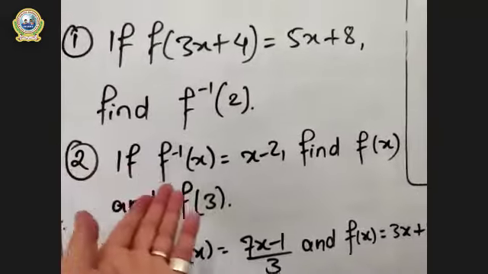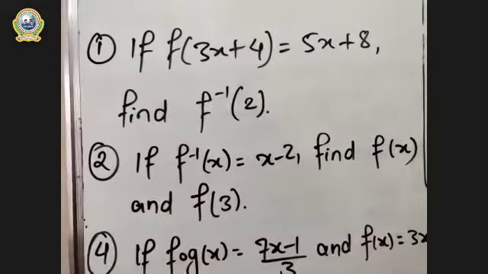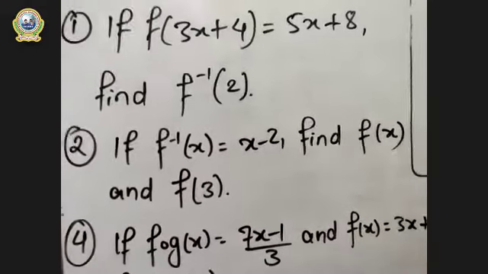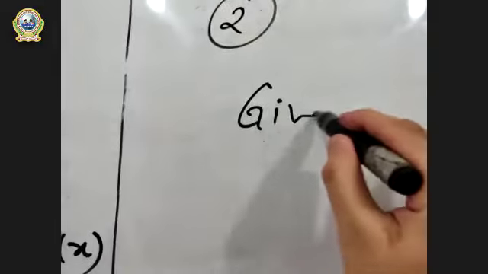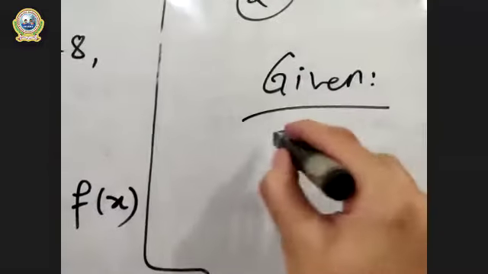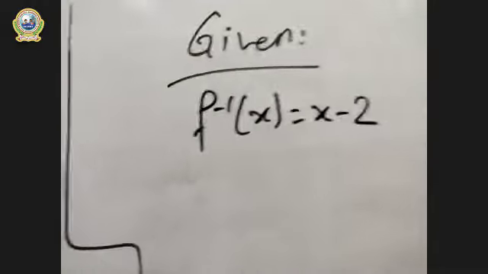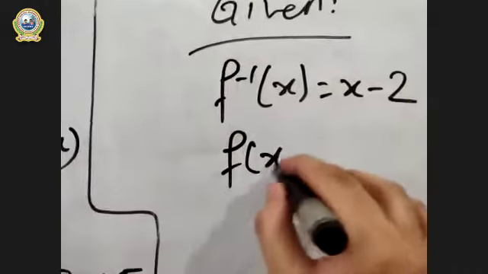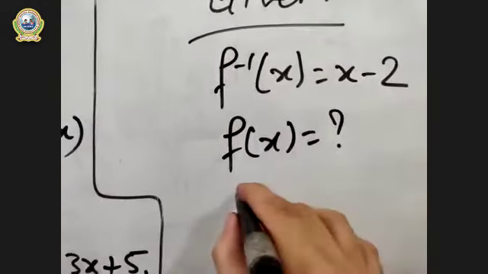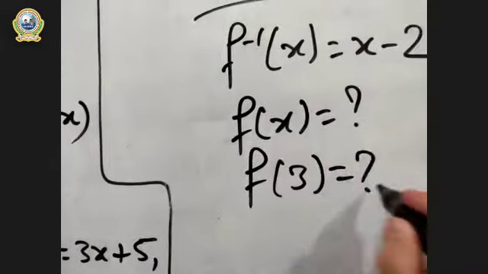If F inverse X is equal to X minus 2, find Fx and F3. Let's solve. First of all, the given says F inverse X is equal to X minus 2, and it asks you for what is Fx, and what is F3. This is a very simple question.